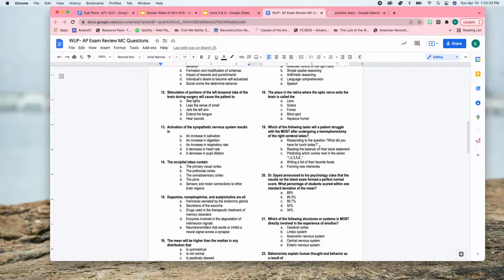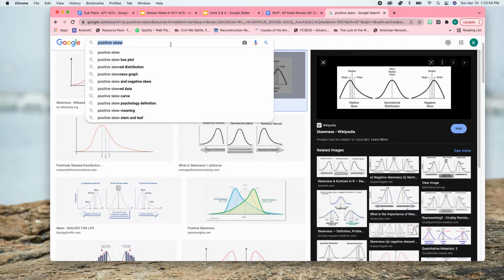Last but not least, number 20, Dr. Sayed announced to his psychology class that the results of the latest exam formed a perfect normal curve. What percentage of the students scored within 1 standard deviation of the mean? So the correct answer for this would be A. So let me show you a typical bell curve.